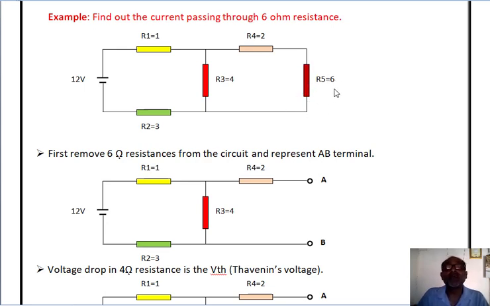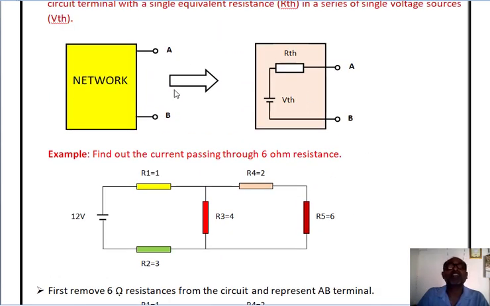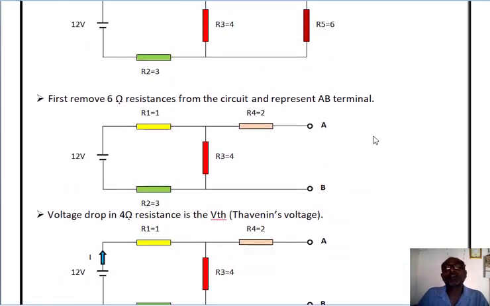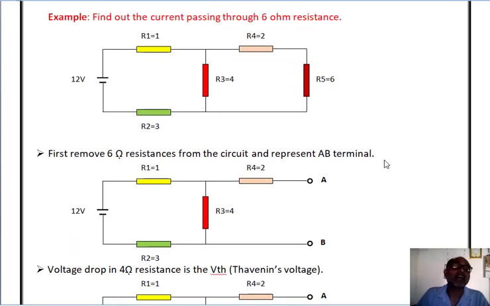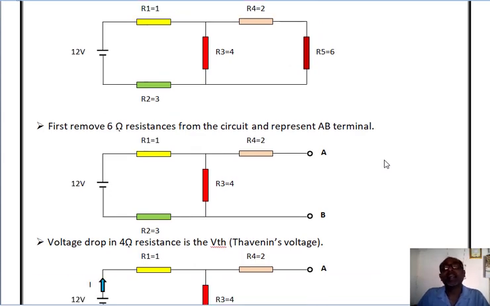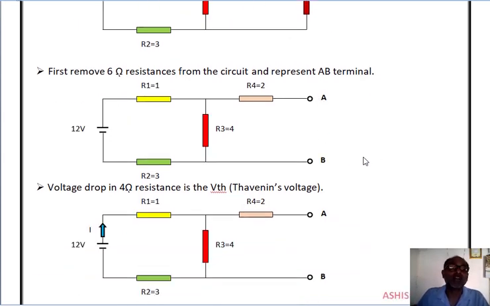Here we require the current passing through this 6 ohm resistance, which is why it is called the load resistance. So first we remove the 6 ohm resistance from this circuit, and this open terminal is marked as A and B. Whatever element the current is required through is opened, and its open terminal is marked as the AB terminal. That is our first step.